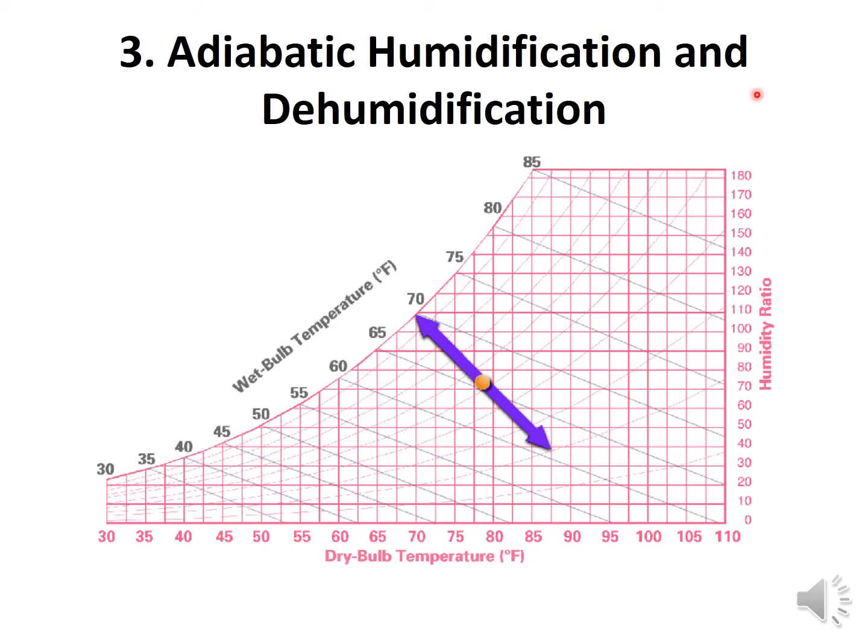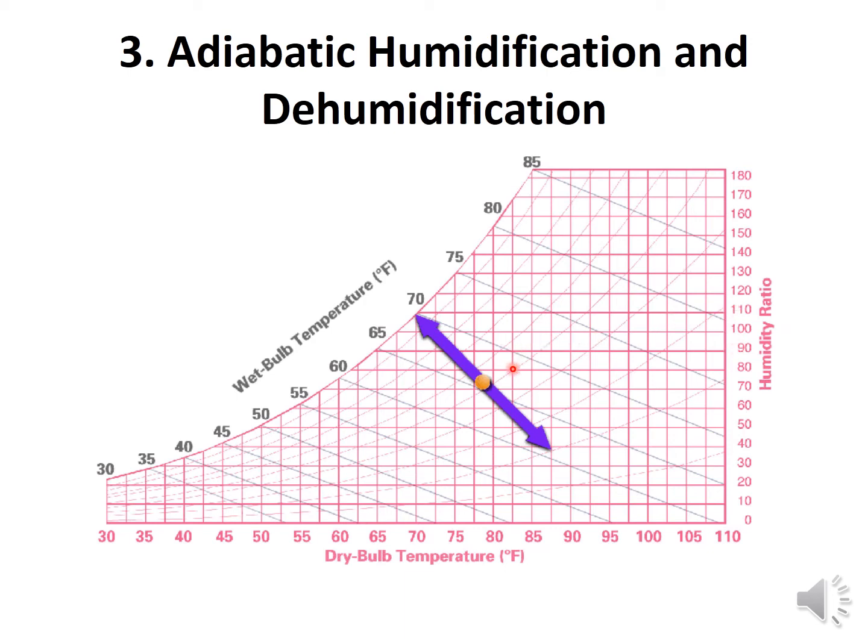Now adiabatic humidification and dehumidification. Here we have the humidity ratio, which is also called specific humidity. If I have a point and I go up like this, the humidity is increasing, which is humidification. And if I come down like this, it is called dehumidification. That is, if the value corresponding to this point increases, it is called humidification.